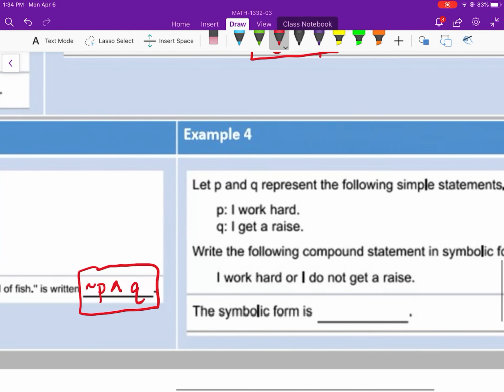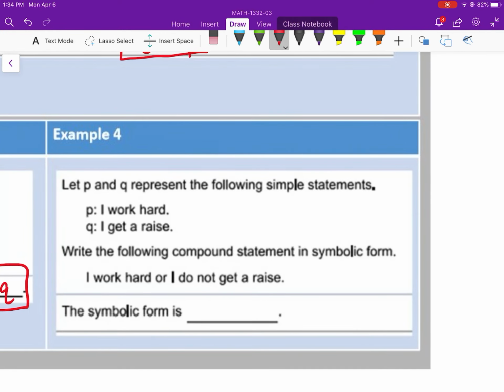All right, example number 4. Let P and Q represent the following simple statements. Statement P, I work hard. Statement Q, I get a raise. Write the following compound statement in symbolic form. I work hard or I do not get a raise. So we see that word or there. We wrote or just a little bit ago. But let's talk about that first statement. I work hard. Does that match one of my statements up there at the top? Yes, it does. That would be statement P. Now let's write the word or. Or is that V. That stands for or.